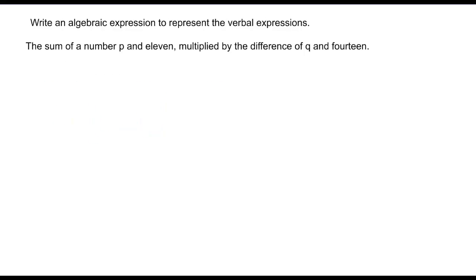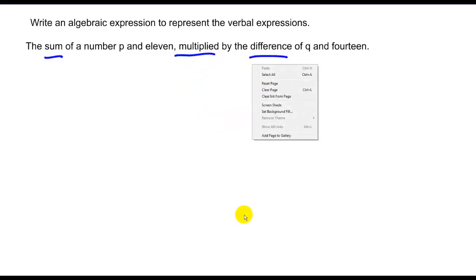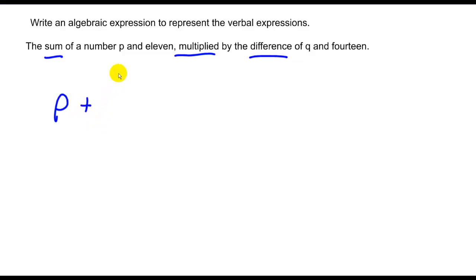In this next example, I take the sum of, which is a key word, multiplied, there's another key word, and difference is another key word. So we're taking the sum of a number p, so it's p plus 11, and we're going to take that sum and multiply it by the difference of q, that's the first term, and 14 is the second term.